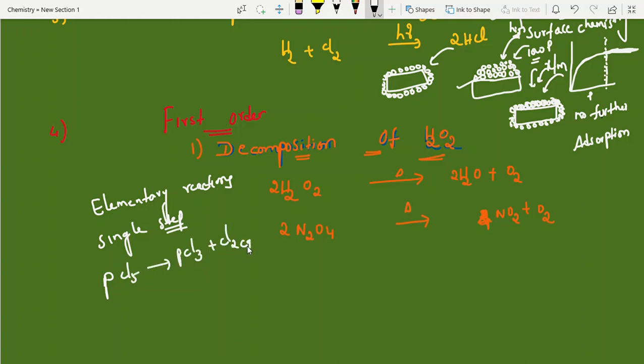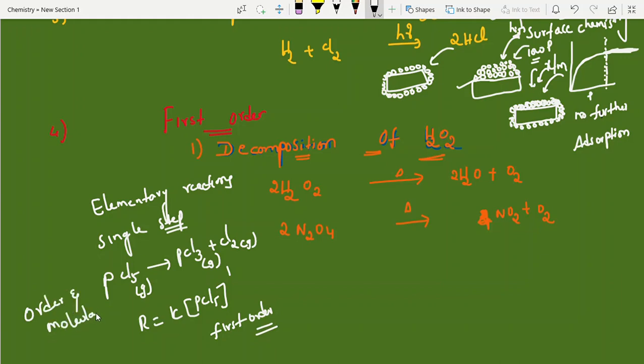Right? All of these are in gaseous state. So this is a single step. For a single step, how to write the rate law? PCl5 power 1. That's it. This is first order. For elementary reactions, order and molecularity are the same. But whatever I had given, your two equations seem to give order 2.